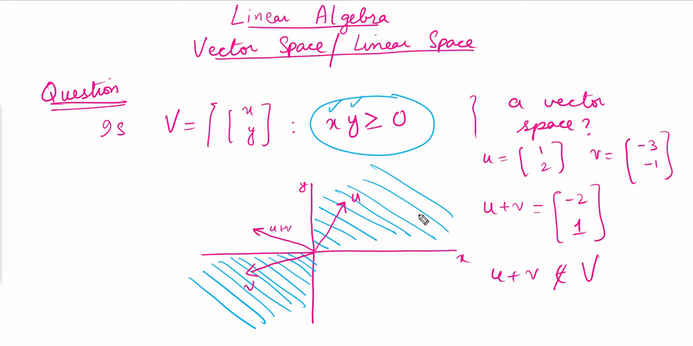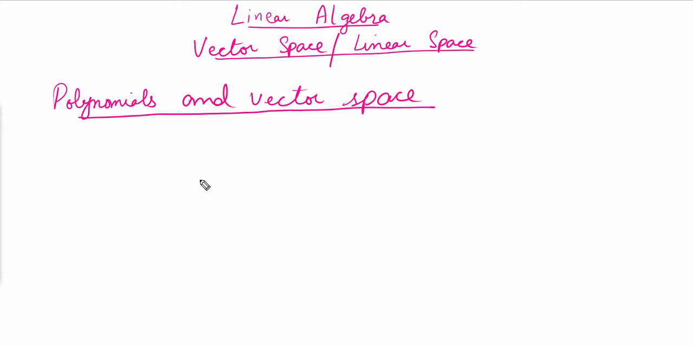Okay, now the next thing that we are going to discuss is the vector space of polynomials. We'll see some properties of polynomials, and then we will check whether the polynomials belong to a vector space or not, and how. If they belong to the vector space, then how do they belong? All right, so let me just erase this. The polynomials and vector space.